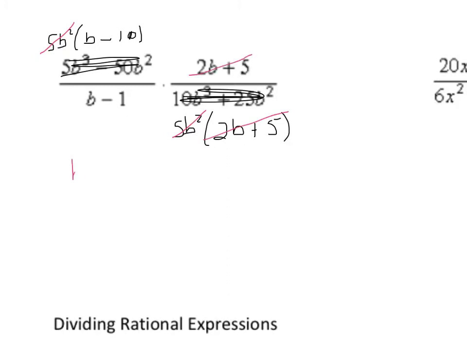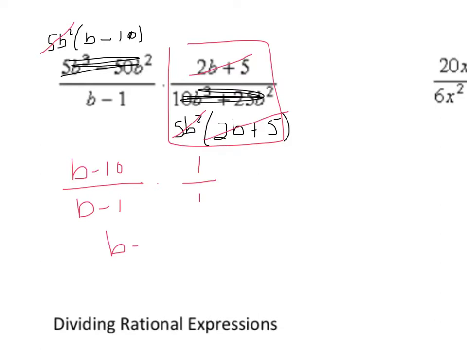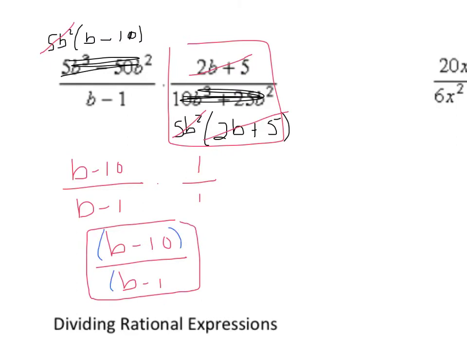And we're left with a b minus 10 in the first fraction, a b minus 1 in the bottom of the first fraction, and basically just 1 over 1, because everything cancels out here. So we're left with b minus 10 over b minus 1. I cannot cancel the b's because, remember, these are implied parentheses and they're locked together. So this is done.